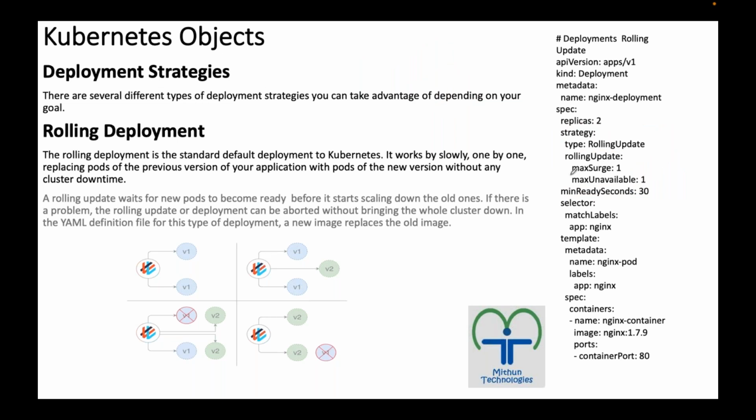What do you mean by max surge? These types of questions they will also ask in the interview. What do you mean by max surge, max unavailable in this rolling update strategy? Unavailable in the sense, for this deployment, maximum how many pods can be unavailable. Let's say my replica count is 2. When I am updating my deployment, how many pods can be down during this update process?